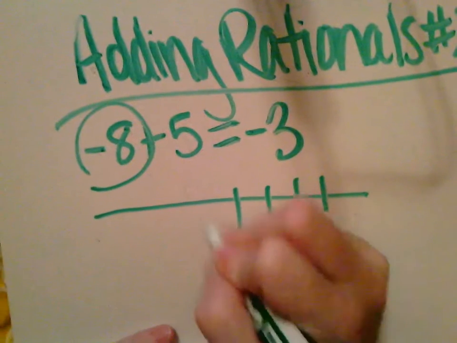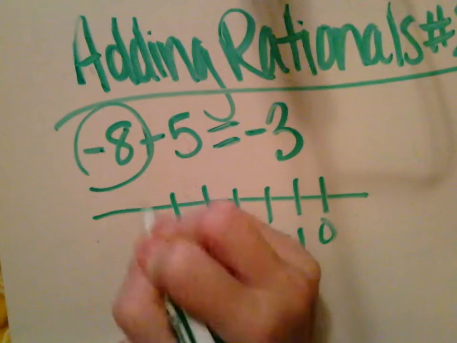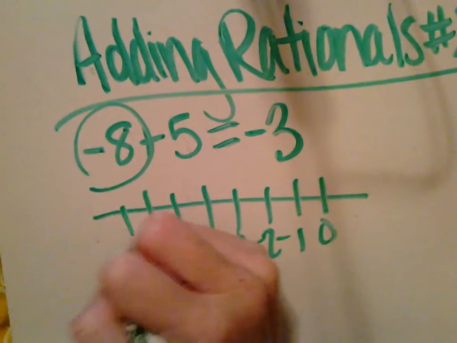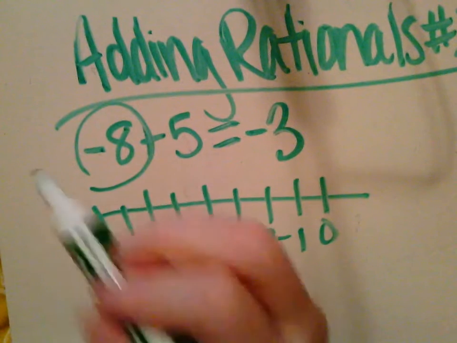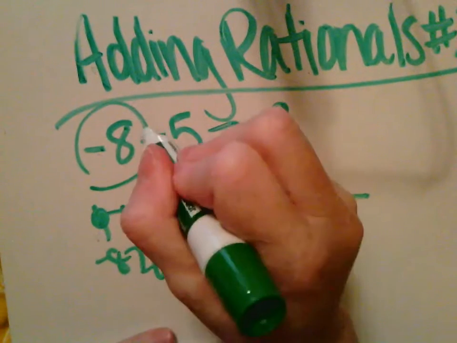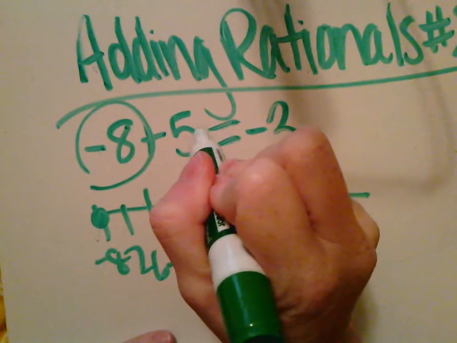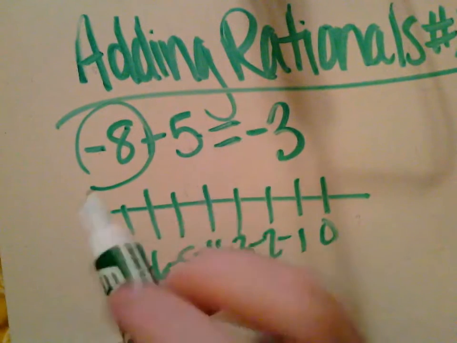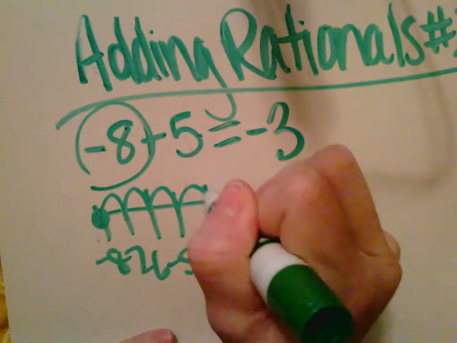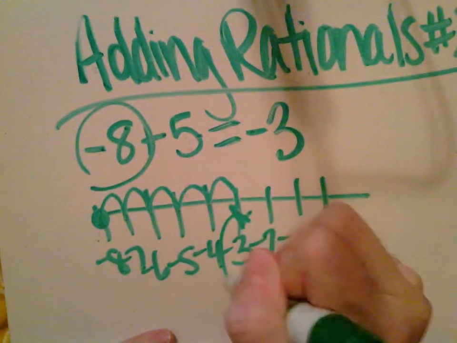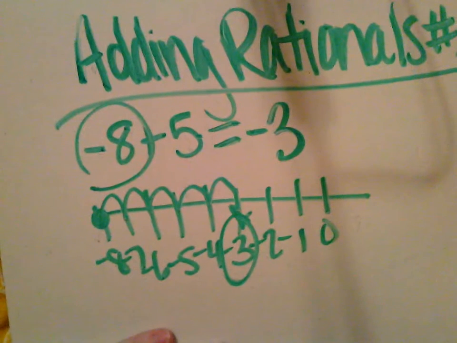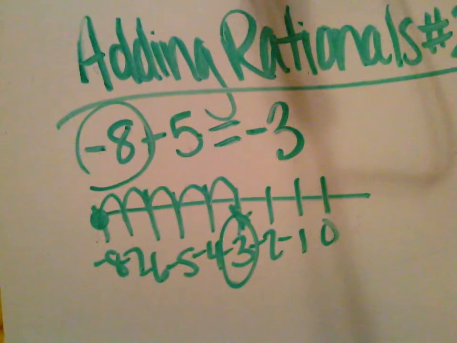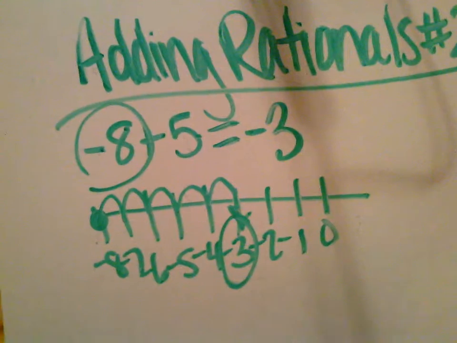Would be something like this. Sorry, super messy. -8 plus a positive 5. So positive 5 means go to the right. So we're going to go 1, 2, 3, 4, 5. Okay, remember to use the number line when you can. It will help you, I promise.